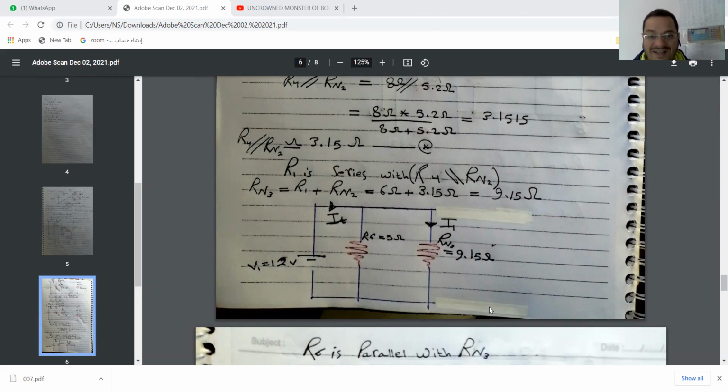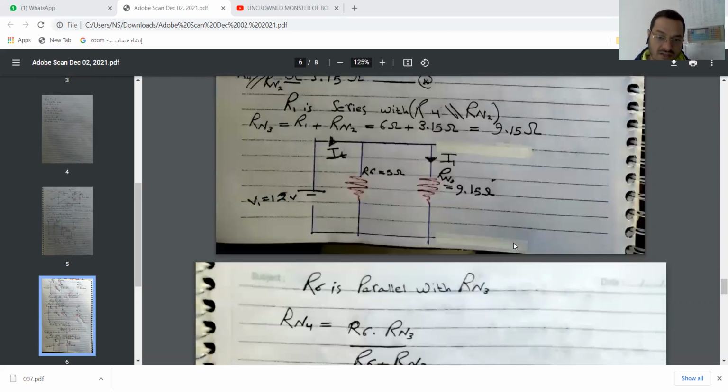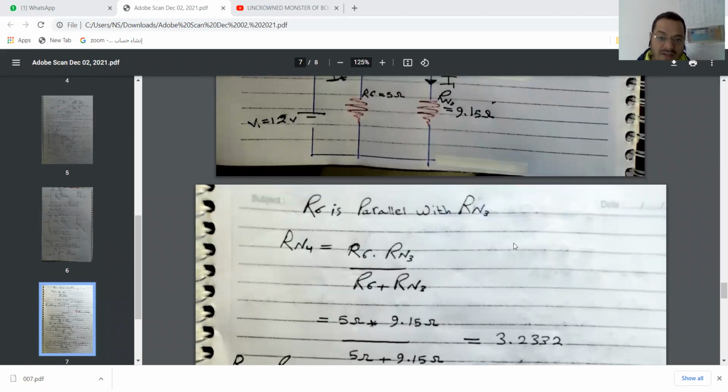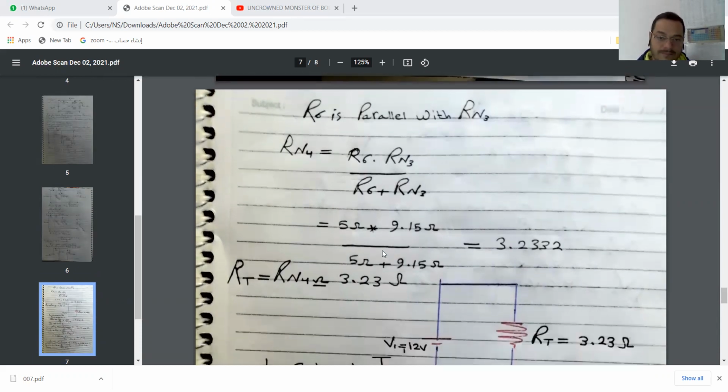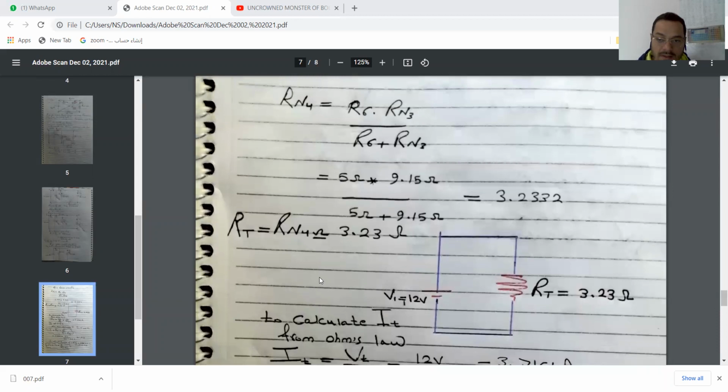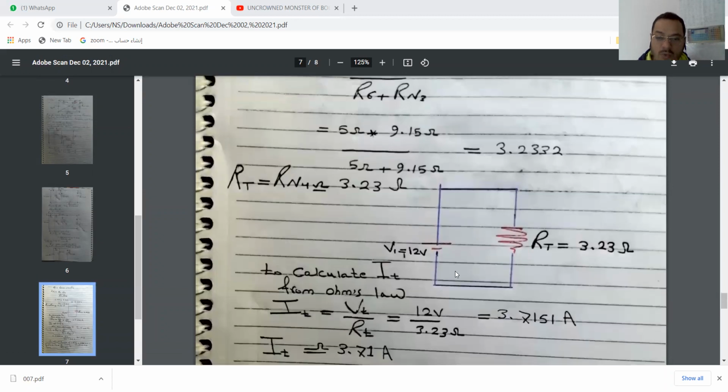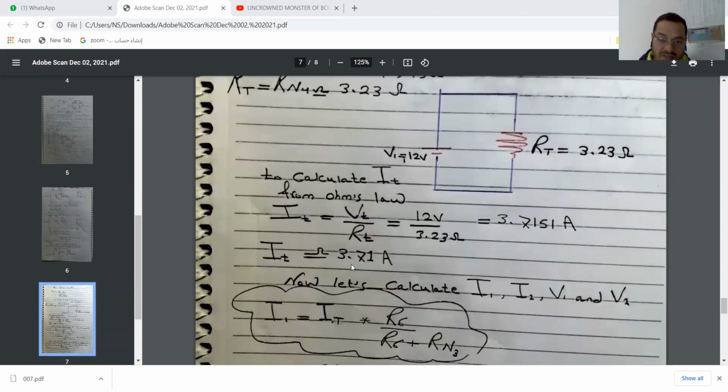All of these setups are to calculate the total current, so we can benefit from it to calculate the other different currents in the circuit. R6 is parallel with Rn3, R4, equal this equation. These two, put dots between these two different values and divided on the sum of them. Equal 3.223 ohm. Now the total resistance is 3.23 ohm. We can calculate the total current, which will be 3.71 ampere.